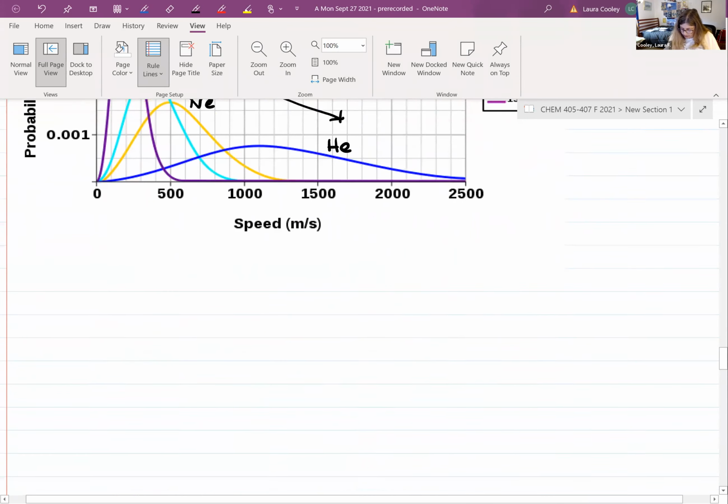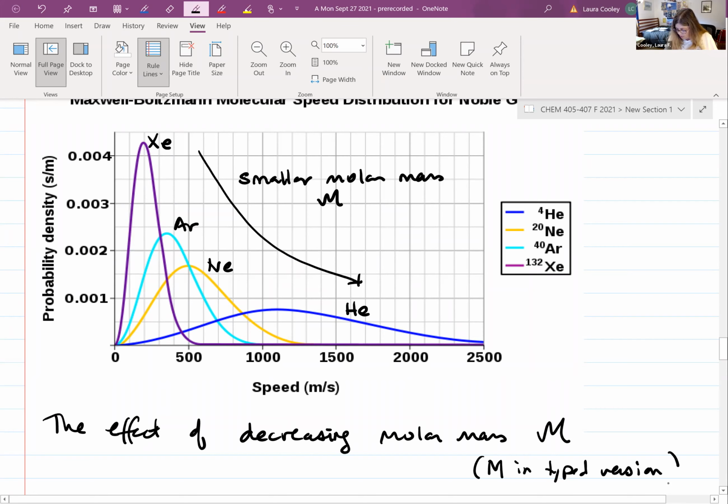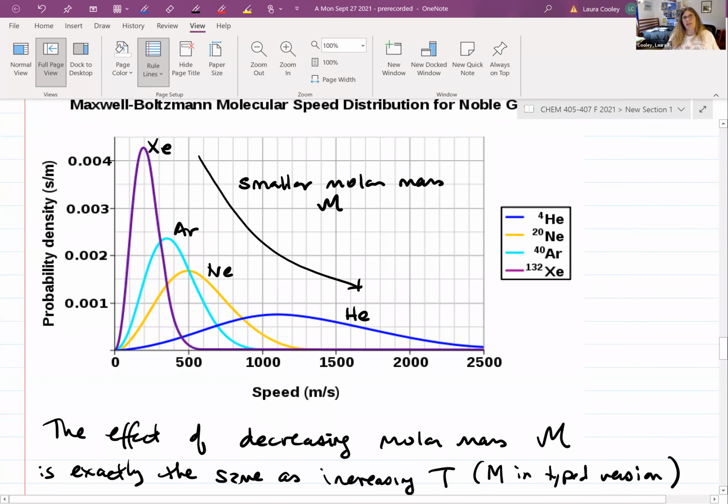Okay, so the effect of decreasing molar mass, M, which is just capital M in the typed version of the distribution function, is the same as increasing T. So if you increase the temperature by, say, 25%, you'll change this curve in exactly the same way as if you decrease the molar mass by 25%. And so you can see that as the molar mass decreases, you have greater average speeds, just like as if you increase the temperature.